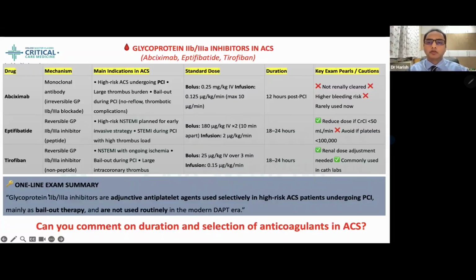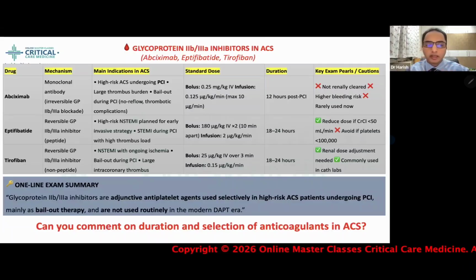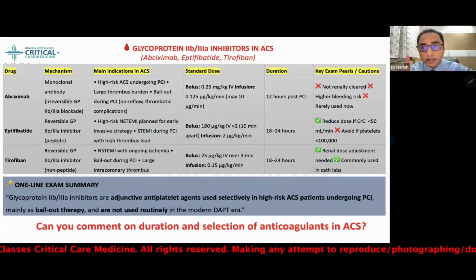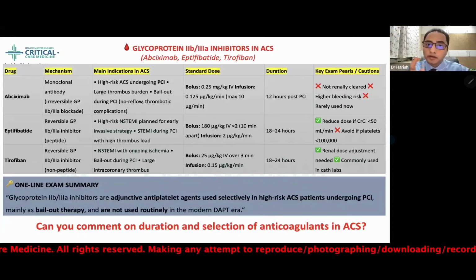Okay, the take home. Glycoprotein 2b3 inhibitors are adjunctive antiplatelet agents used selectively in high risk ACS patients undergoing PCI, mainly as bailout therapy, and are not used routinely in the modern dual antiplatelet era. So remember, they are not a replacement for antiplatelets, they are an adjunct to the antiplatelets.